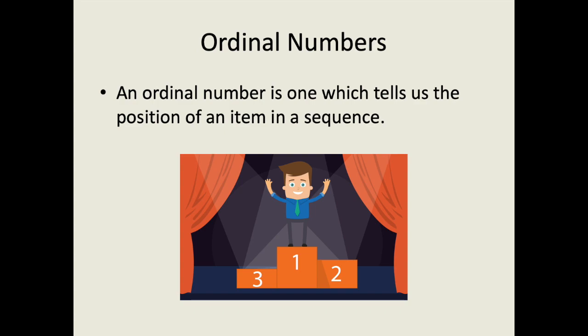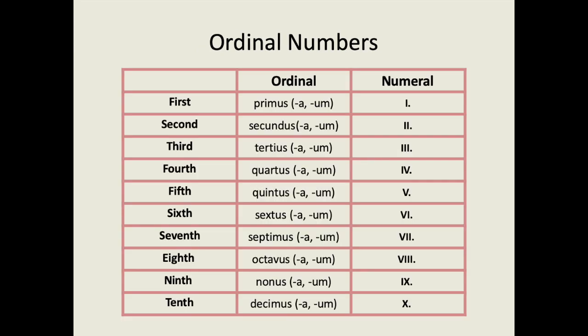An ordinal number is one which tells us the position of an item in a sequence. In English we use words such as first, second, third, and fourth. We can also use larger ordinals such as 50th, 51st, 100th, 1000th. For now we'll look at the first 10 ordinal numbers. Here they are, including the numerals associated with them and the English translation in a table. We have primus, secundus, tertius, quartus, quintus, sextus, septimus, octavus, nonus, decimus. So primus, first, secundus, second, tertius, third, quartus, fourth, quintus, fifth, sextus, sixth, septimus, seventh, octavus, eighth, nonus, ninth, decimus, 10th.